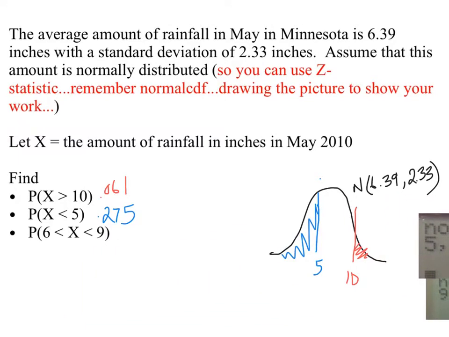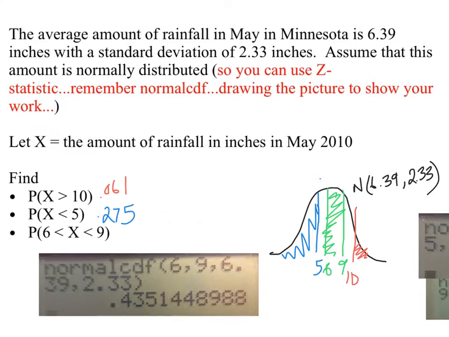Okay, let me put this out of the way. And finally, between 6 and 9. Okay, so 6 is probably right in here. 9 is in here somewhere. That's 6 and 9. Okay, so now let's look at this calculation. All right, so you can see the lower bound was 6, the upper bound was 9, mean and standard deviation. So a solution of 0.43.